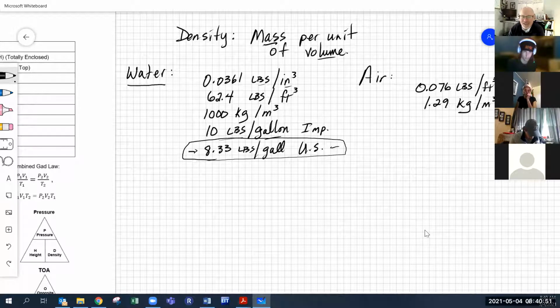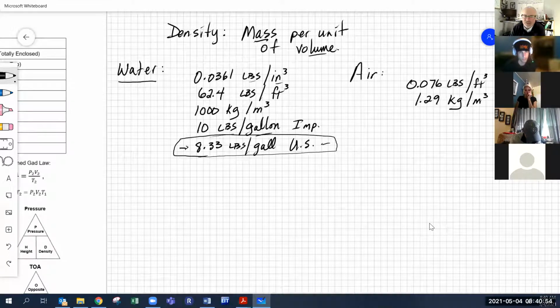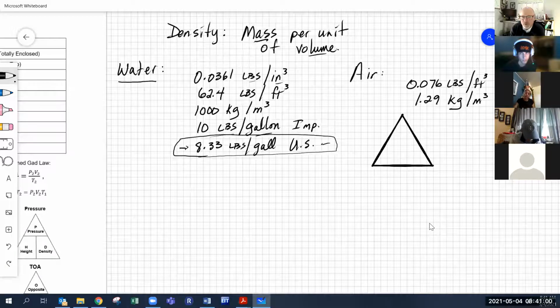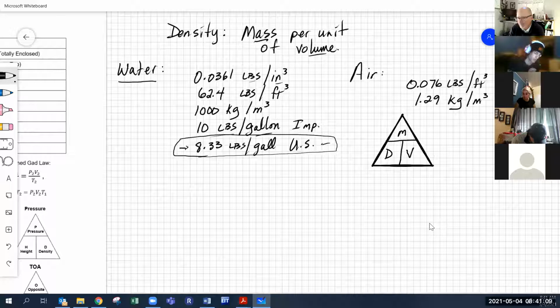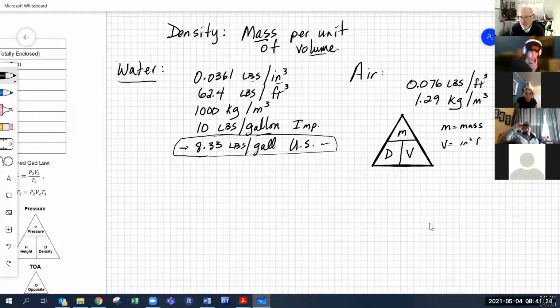Now, to do any density calculation, we use the formula triangle where we say the mass divided by the volume is equal to the density. So M is equal to mass, and the mass is always in pounds or kilograms. The volume is either in inches cubed, cubic feet, or meters cubed. And then the density is always a mass per unit of volume.